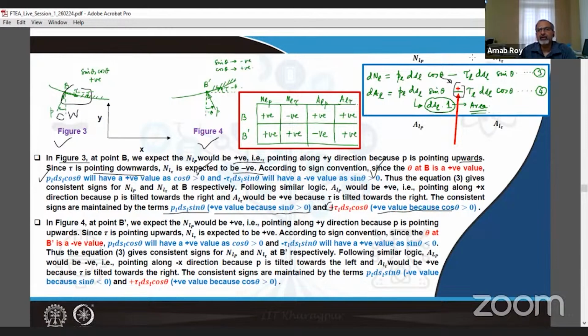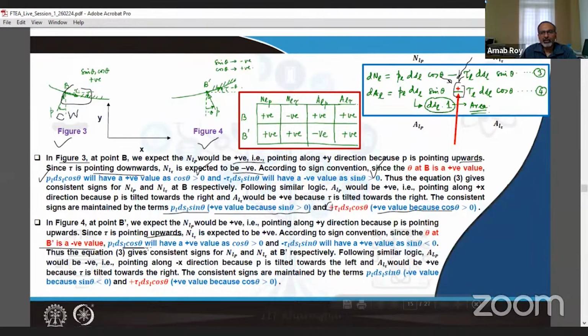And that's exactly where we need to have a correction. And you are correct in pointing this out. In figure 4, at point B dash, we expect NLP would be positive, pointing along the upward direction. Since tau is pointing upwards, NL tau is expected to be positive. According to sign convention, at B dash, theta is negative.